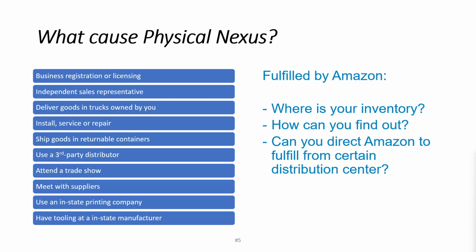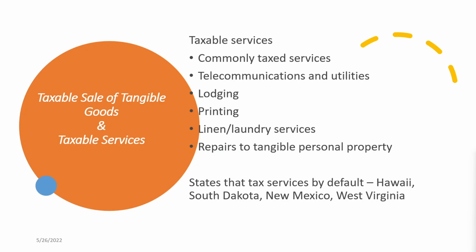Now, a lot of people do Amazon sales and use Amazon fulfillment. Amazon has warehouses in many states, so now you need to find out where your inventory is. How can you find out? Can you direct Amazon to fulfill from a certain distribution center? People ask that question quite often. It doesn't hurt to call your sales rep or your representative. Documenting your findings is really important.